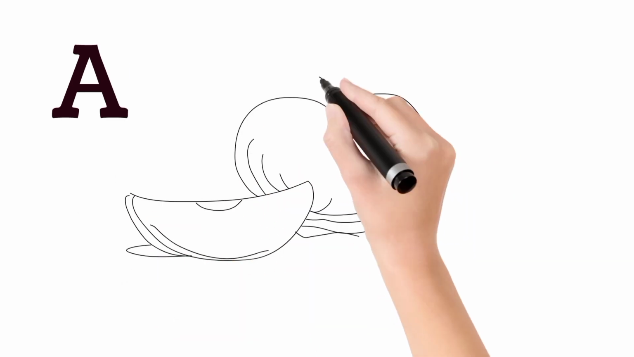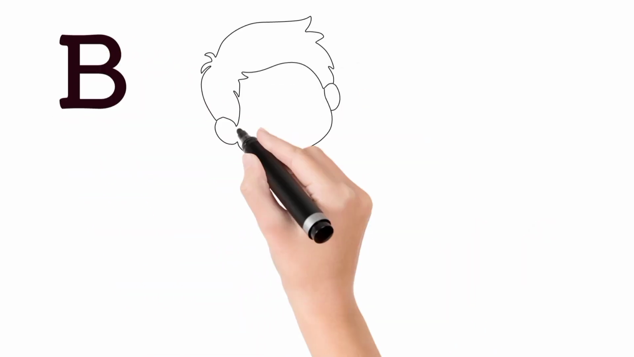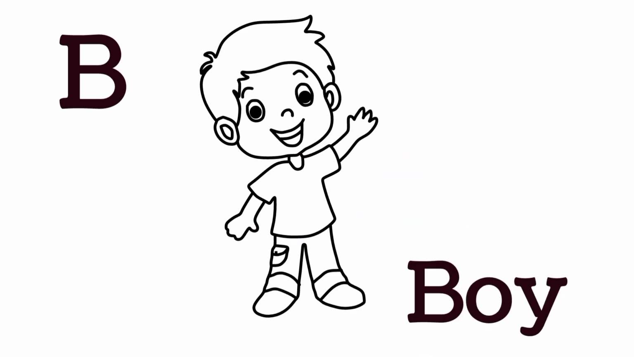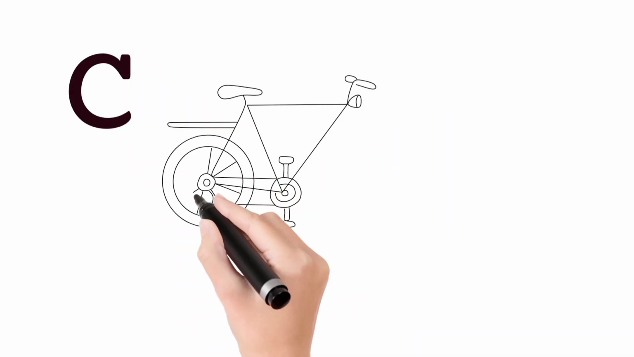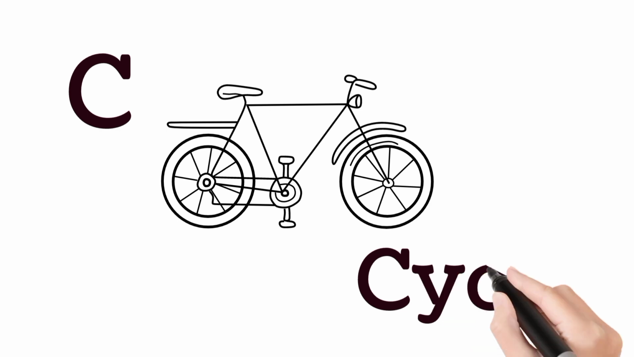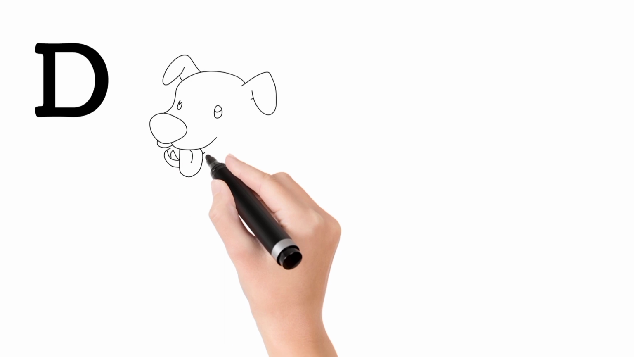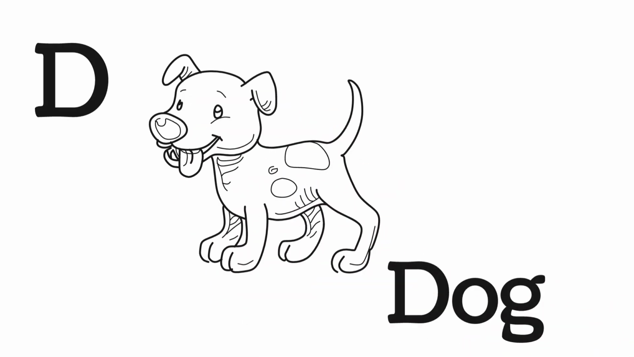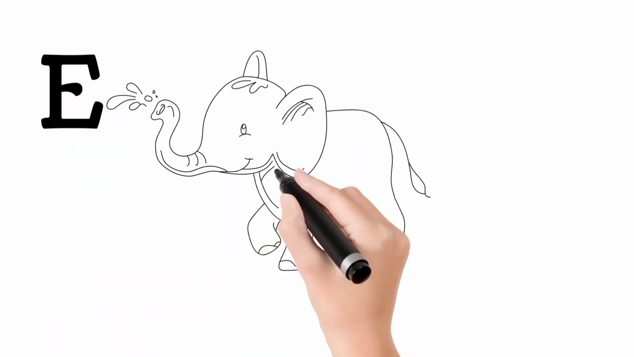A for apple. B. B for boy. C. C for cycle. D. D for dog. E. E for elephant.